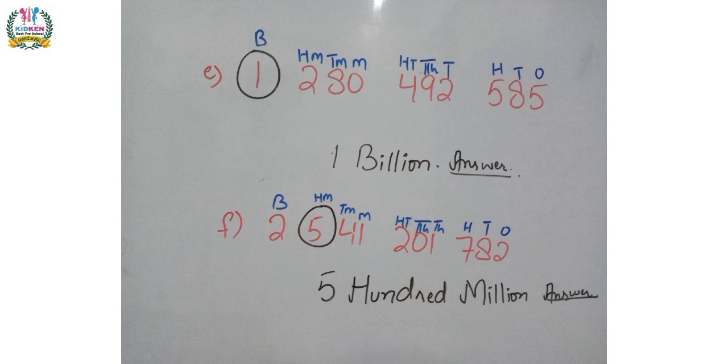Part E has a question of 10 digits. Simply we start counting from right hand side to left hand side. So 1 is the circled digit and has place value billion. So we can write 1 billion. Part F also contains 10 digits and the ninth digit is circled. Again we start counting from right hand side to left hand side. So the 5 place value is 500 million.